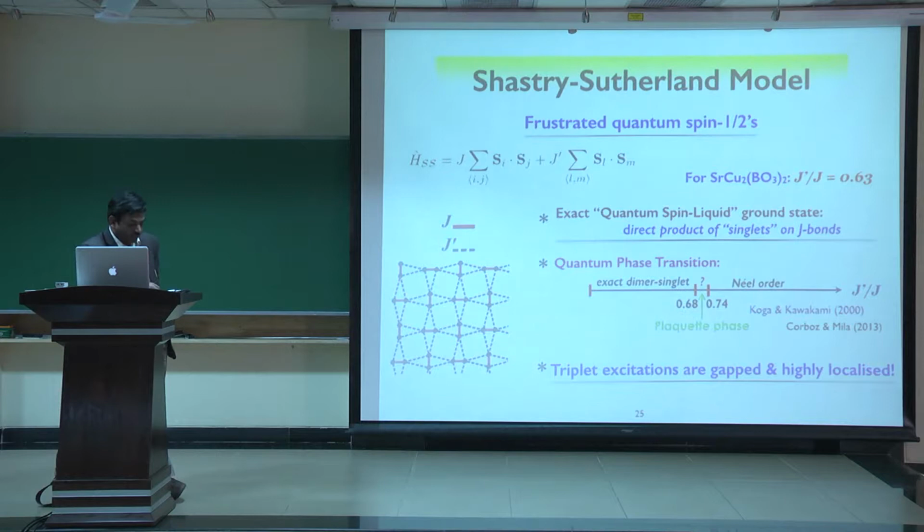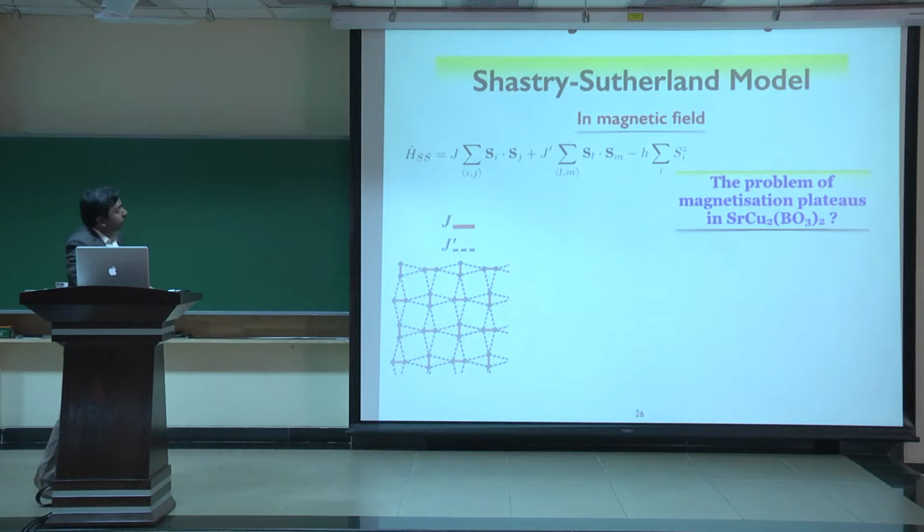The gap part is obvious, that you need to break a bond and pay some energy, which is roughly proportional to J with some corrections from J prime. But what was not obvious is why they would be so highly localized. Generally, you create a triplet and they disperse and they form triplon bands and so on. And that adds to the complexity of this problem when it comes to discussing the magnetization behavior of the system.